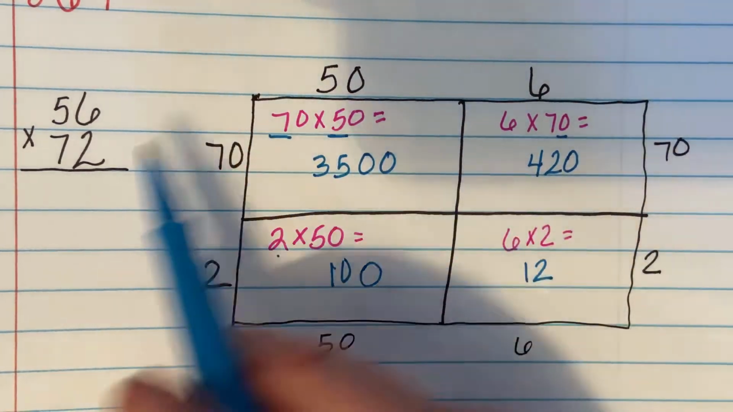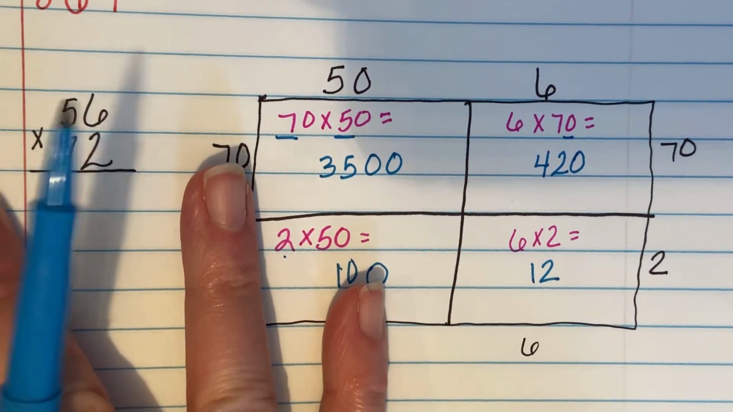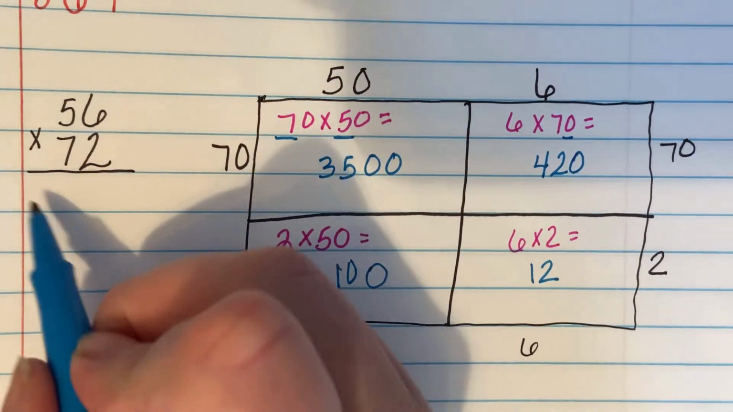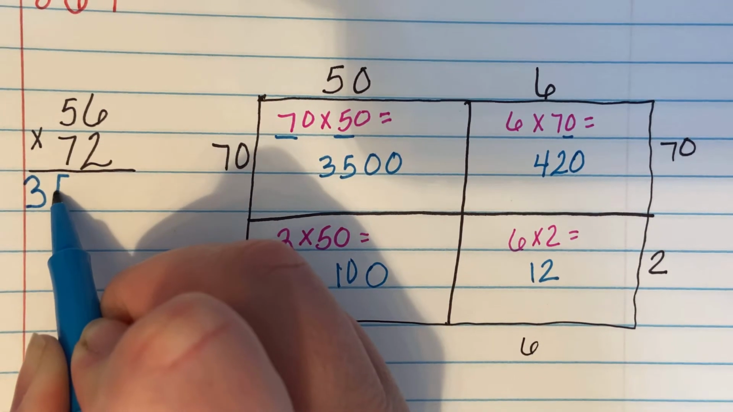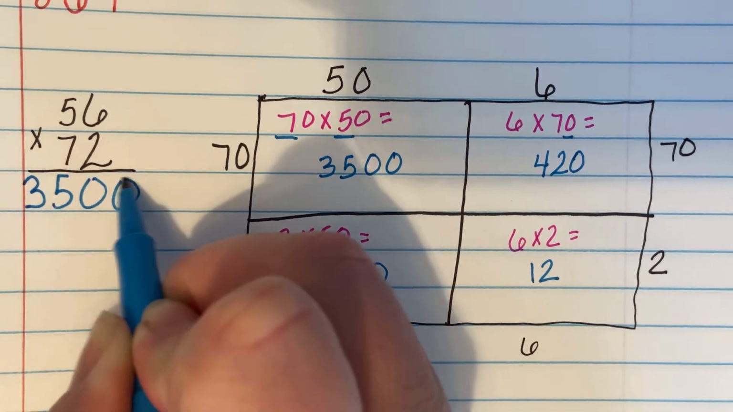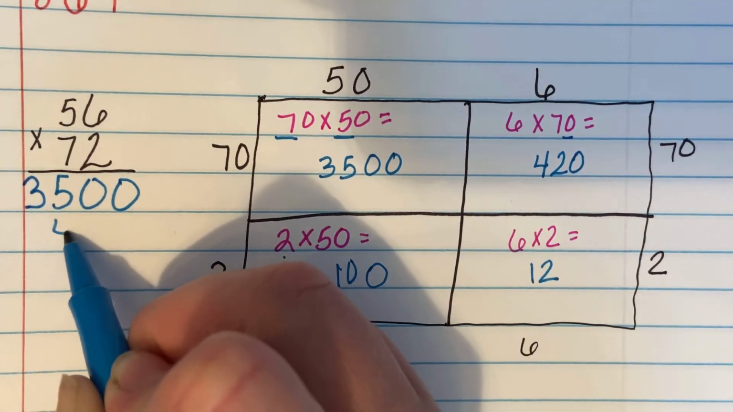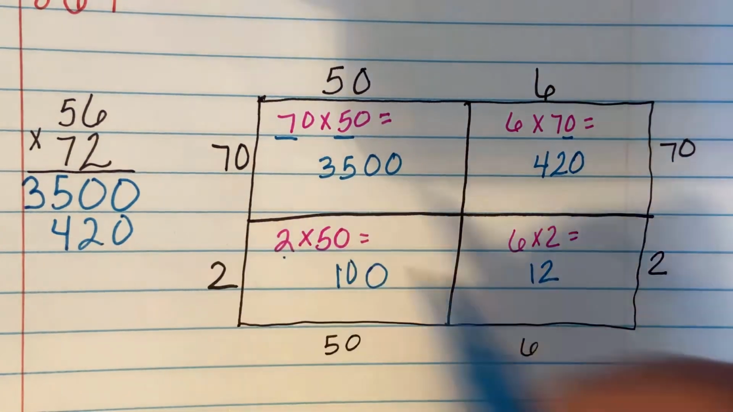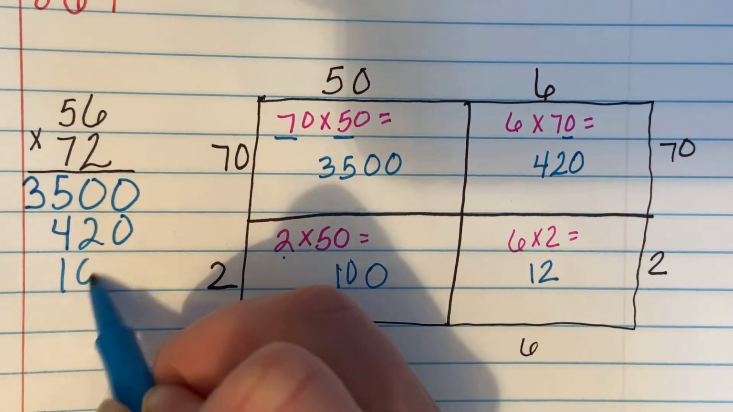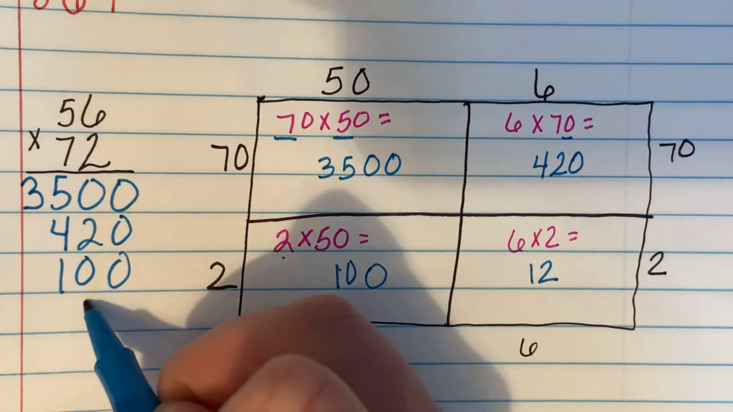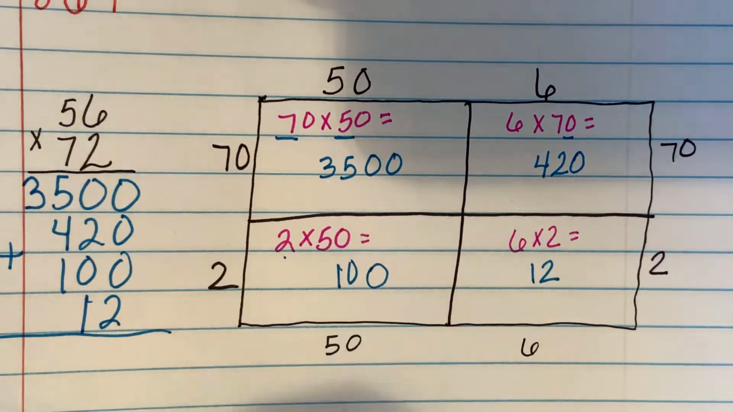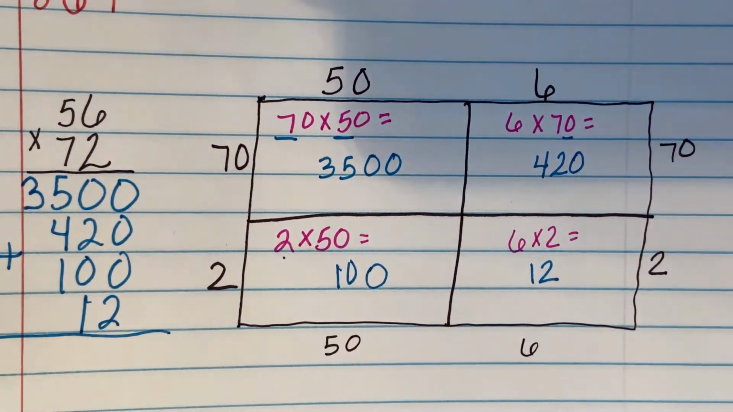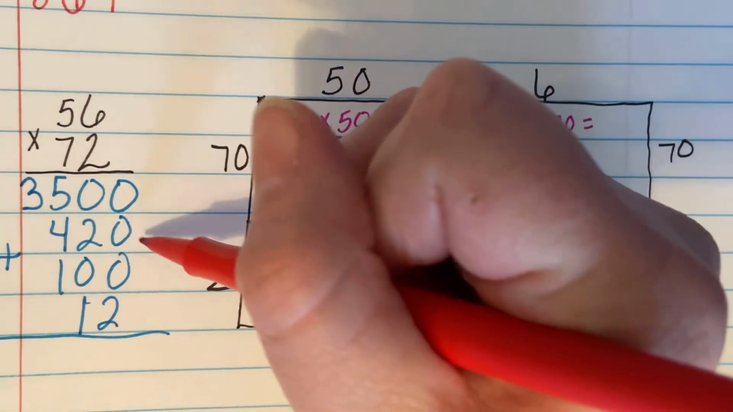Now I'm going to move all of these partial products over to be able to add those together. So I'm going to have 3,500 plus 420 plus 100 plus 12. I'm going to line all of those up and figure out what my answer is going to be.